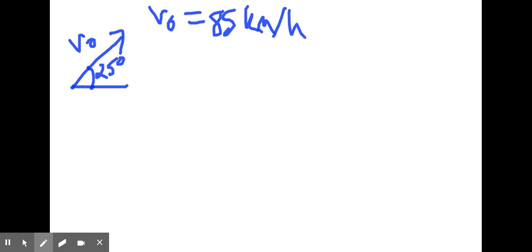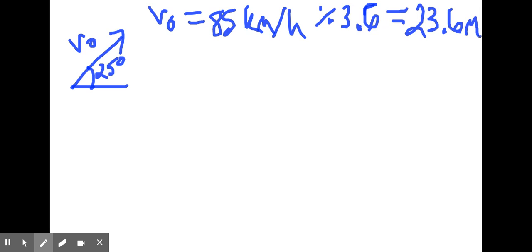Anytime you see that, the very first thing you should be doing is converting it to meters per second. Remember, we have our super sneaky little trick where we can divide by 3.6. You get that from dimensional analysis. Dividing by 3.6 gets us meters per second. So 85 kilometers per hour is 23.6 meters per second. So that's the first thing you should do: draw a picture, and convert any units that aren't in standard SI.